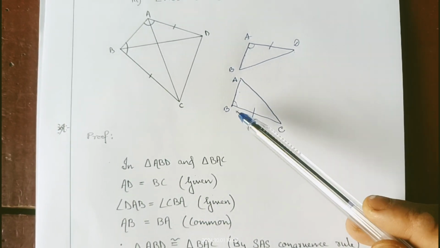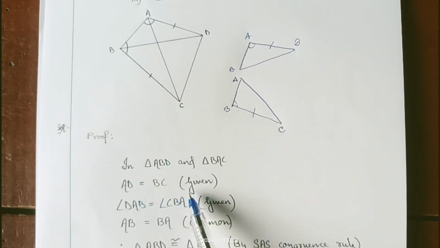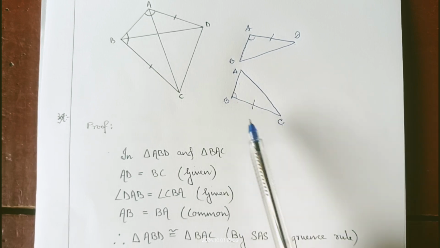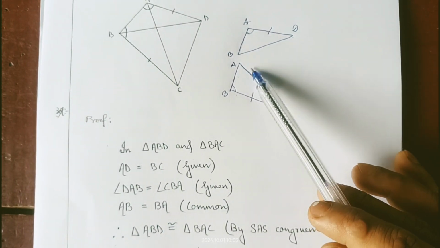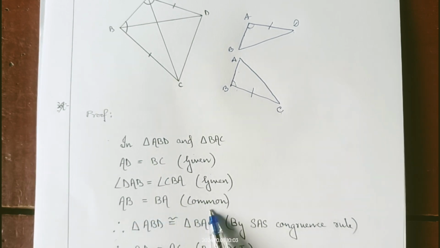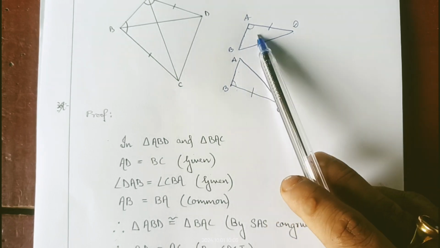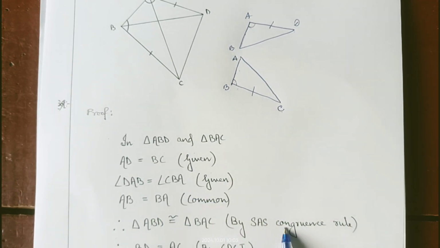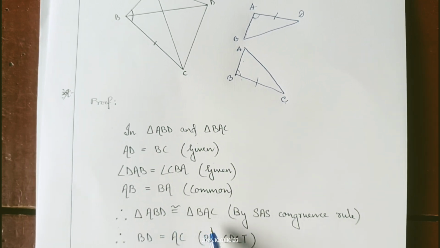ABD and triangle BAC, here AD equals to BC, it is given in the question. Then angle DAB equal to angle CBA, this is also given in the question, and AB equals to BA common, or you can write AB equals to AB common. So side angle side, triangles are congruent by side angle side, SAS congruence rule. So we can write triangle ABD congruent to triangle BAC.